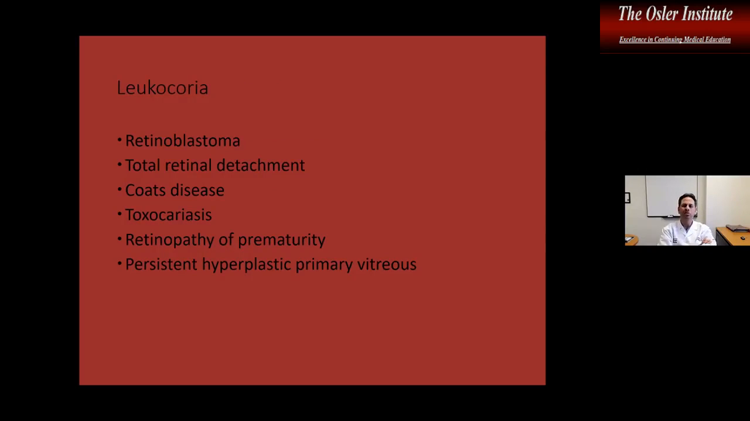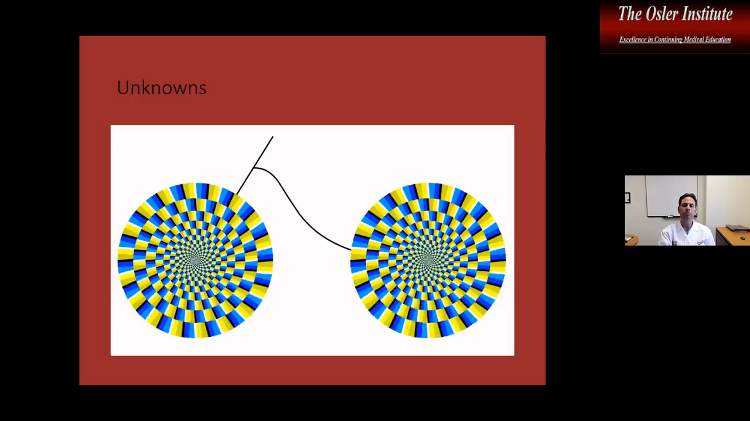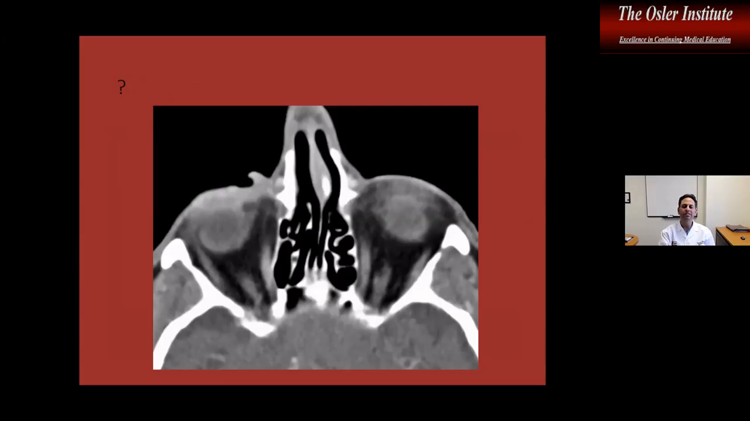So let's just go through leukocoria very briefly: retinoblastoma, total retinal detachment, Coats disease, toxocariasis, which you'll discuss elsewhere in your lectures. Retinopathy of prematurity and PHPV, which is now called persistent fetal vasculature, but these are all differentials of leukocoria. So let's go through a few cases. Okay.